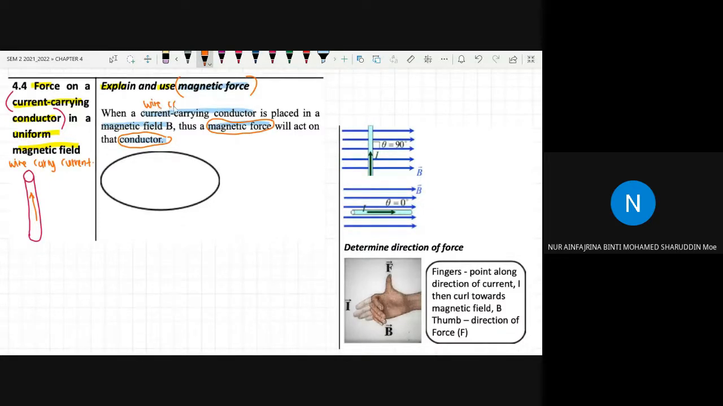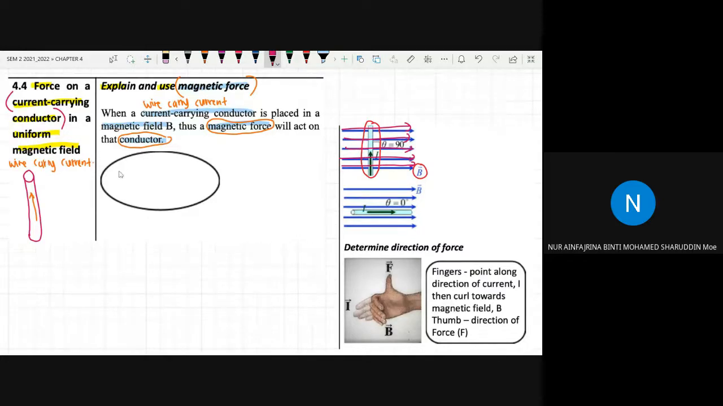Okay, wire carry current. Contohnya, sekarang awak ada wire carry current. Okay, for example now, cuba tengok yang ni. Ni adalah wire awak yang membawa current. So, awak letak wire awak yang membawa current di dalam magnetic field. So, yang ini adalah magnetic field. Okay. So far boleh faham tak? Kita akan dapat magnetic force untuk current carrying conductor bila kita letak current carrying conductor itu di dalam magnetic field.